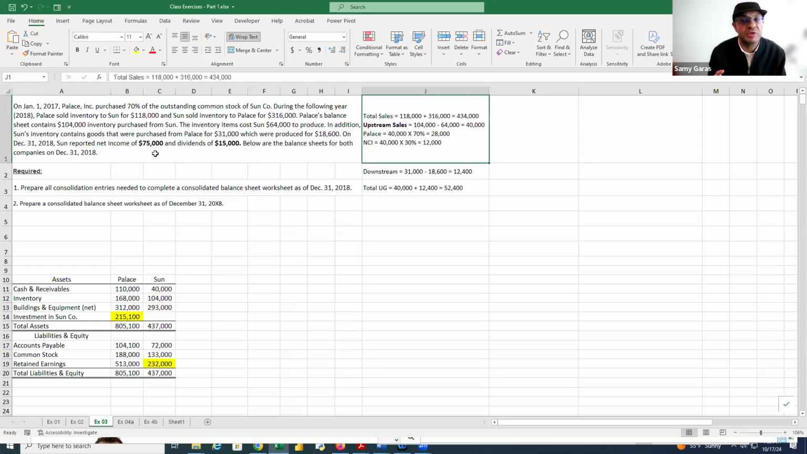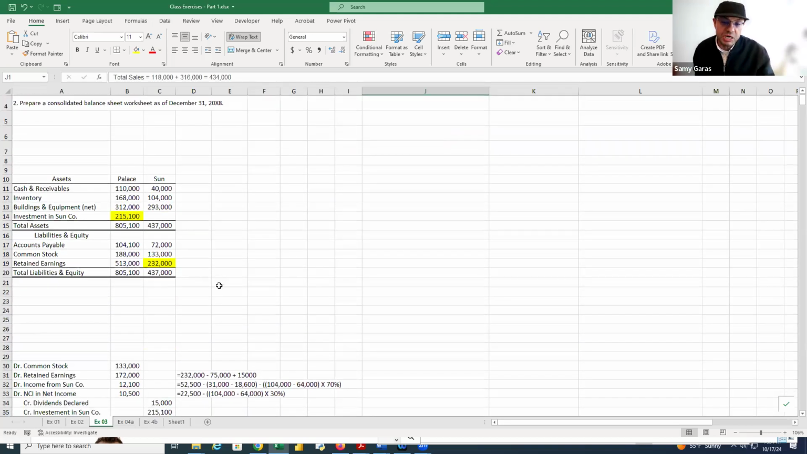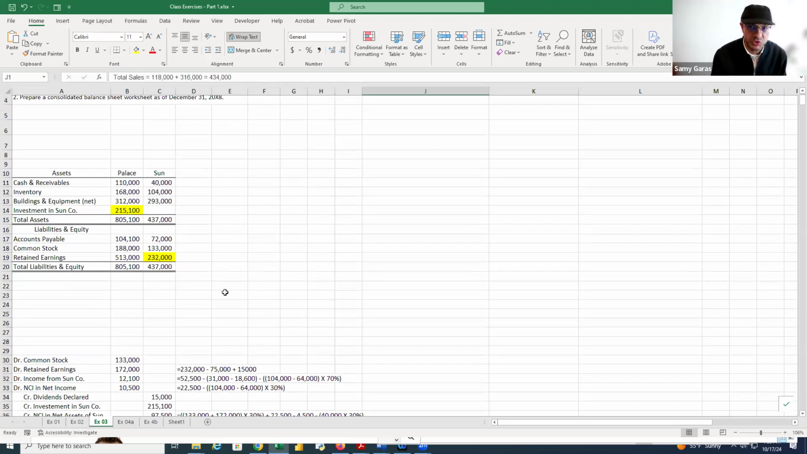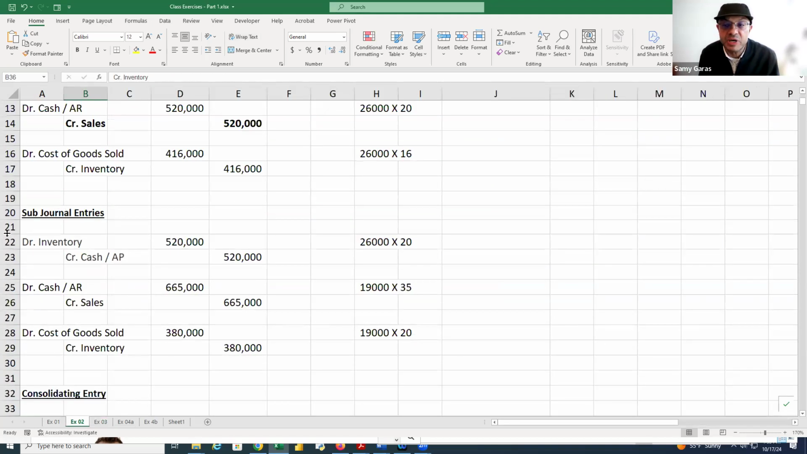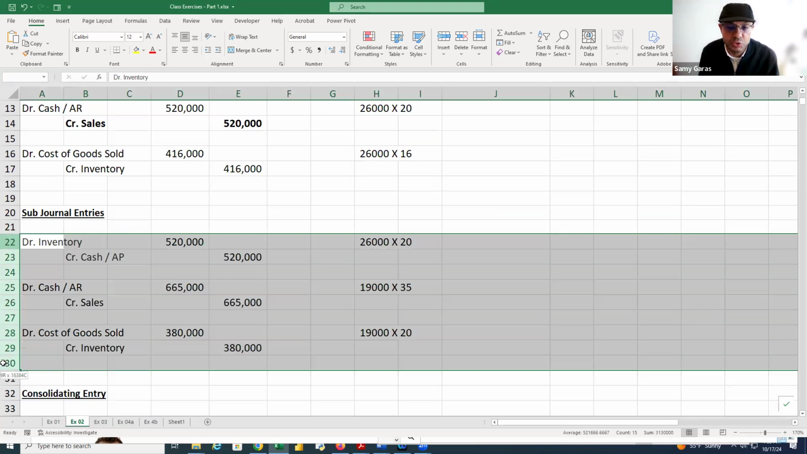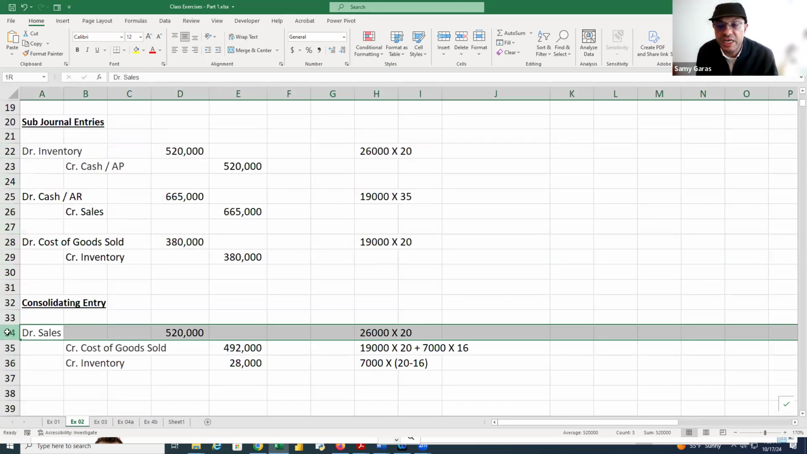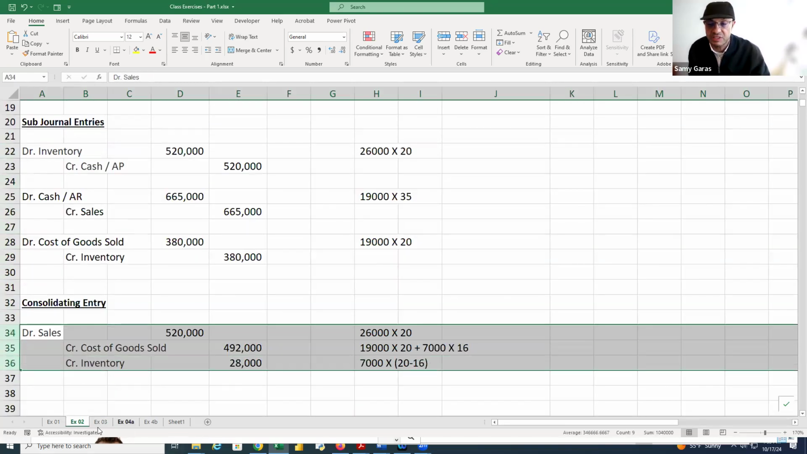And at the end of the year, we see the income 75,000 and the dividends 15,000. So what shall we do here? We need to do the closing entry. I don't need to make the unrealized gain or unrealized loss entries as I did here, because the question doesn't ask for the journal entries, but the question asks for the consolidating entries.